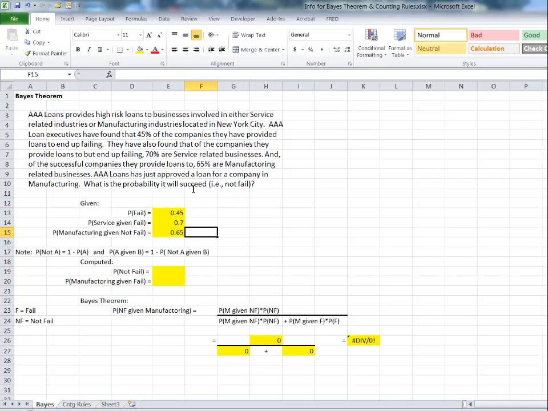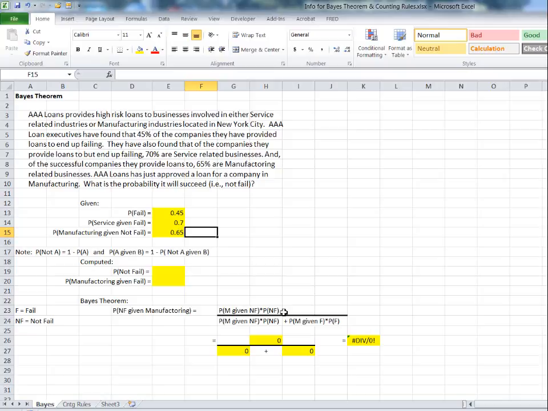Well, in this problem it says that they've approved a loan for a company that's in manufacturing. What is the probability it will succeed or not fail? So that's why I wrote this statement here out. We know that the company is manufacturing. What's the probability it will not fail? So probability of not fail given it's a manufacturing company. Well, Bayes' theorem says, if you don't have the joint probability of not fail and manufacturing and the marginal probability of manufacturing, which is the case for us, then maybe we can use Bayes' theorem.